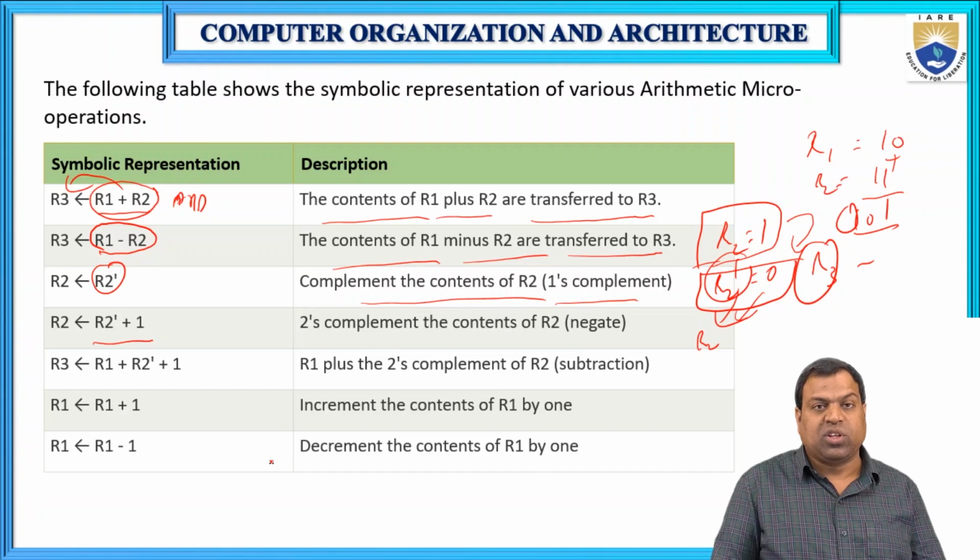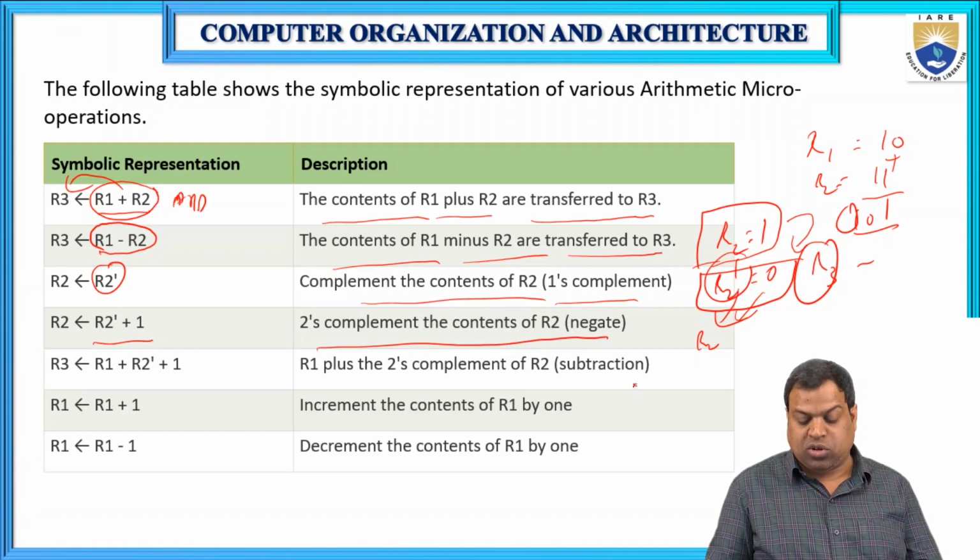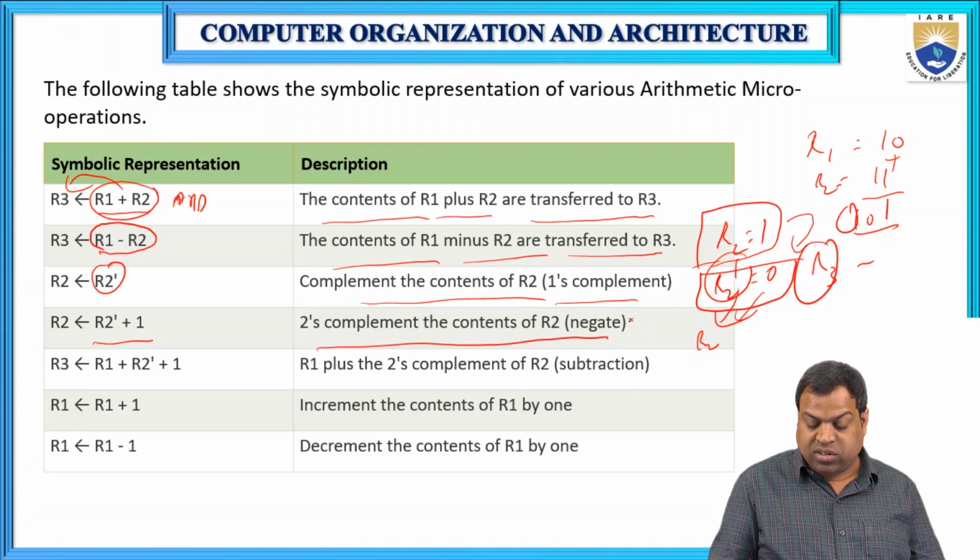That means after the complement of R2, we are adding plus 1. That is called 2's complement. It is also called 2's complement of R2. That is a negative.